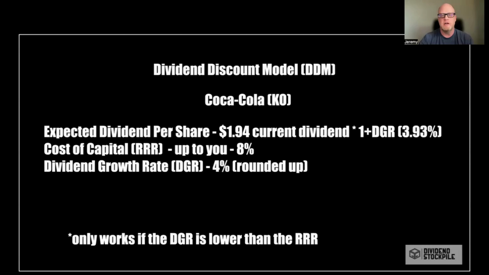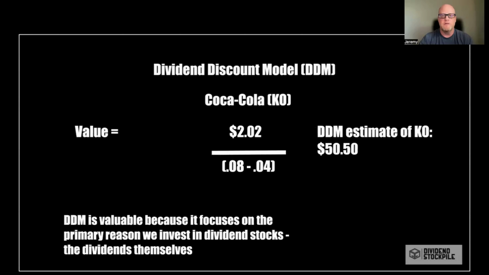And then the dividend growth rate, you can find that on most financial channels and different websites. But I rounded up to 4%. The actual 5-year rate is the 3.93 I mentioned earlier, but just to make the calculation simple, I rounded up to 4. Okay, so using that information about Coca-Cola, we found that the dividend 1 year from now is expected to be $2.02, and the required rate of return is 8% minus the 4% dividend growth rate that Coca-Cola has, and the dividend discount model valuation comes up with an estimate of about $50.50 per share for Coca-Cola.